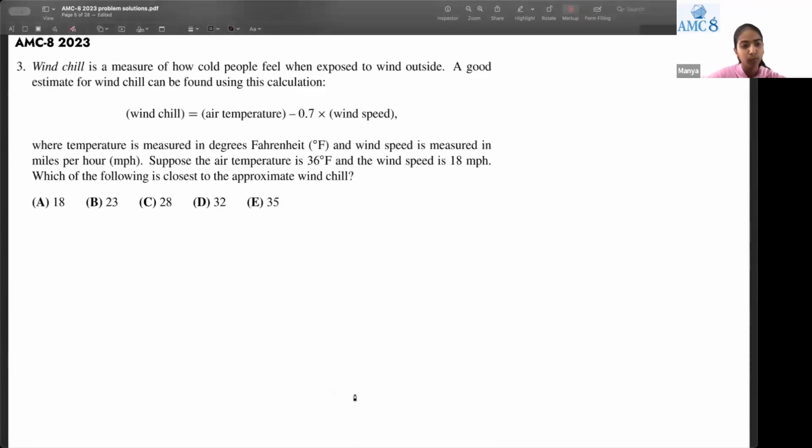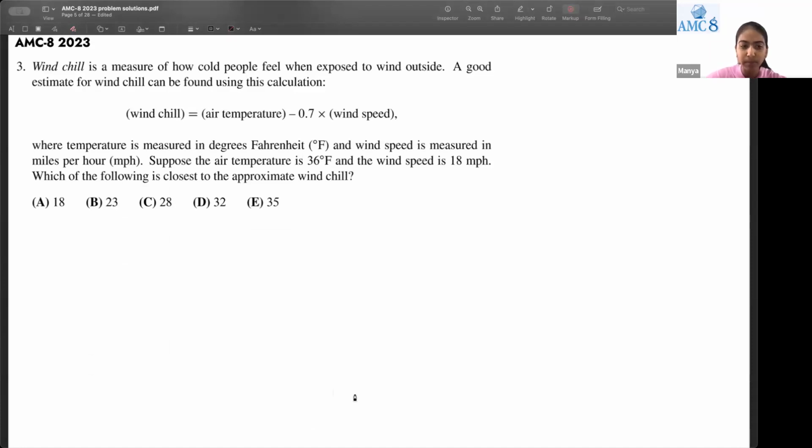Problem number 3. Wind chill is a measure of how cold people feel when exposed to the wind outside. A good estimate for wind chill can be found using this calculation: wind chill equals air temperature minus 0.7 times the wind speed. And now they're going to give us some variables to put inside for those.